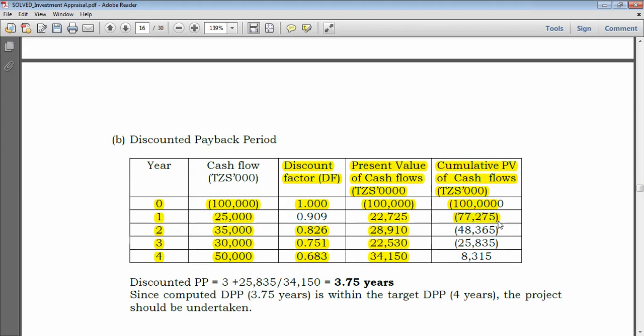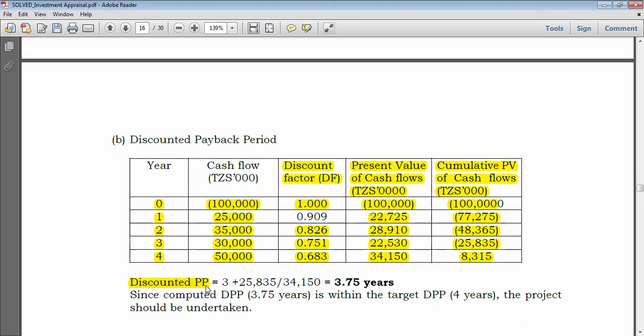negative 77,275. You take this figure here and you add 28,910, and you have the negative value of this figure here. And you take this one, you add 22,530, and you obtain this value here. And lastly, you take this negative value here, you plus 34,150, ending up with 8,315, just like that. So after that, you can now determine your discounted payback period.